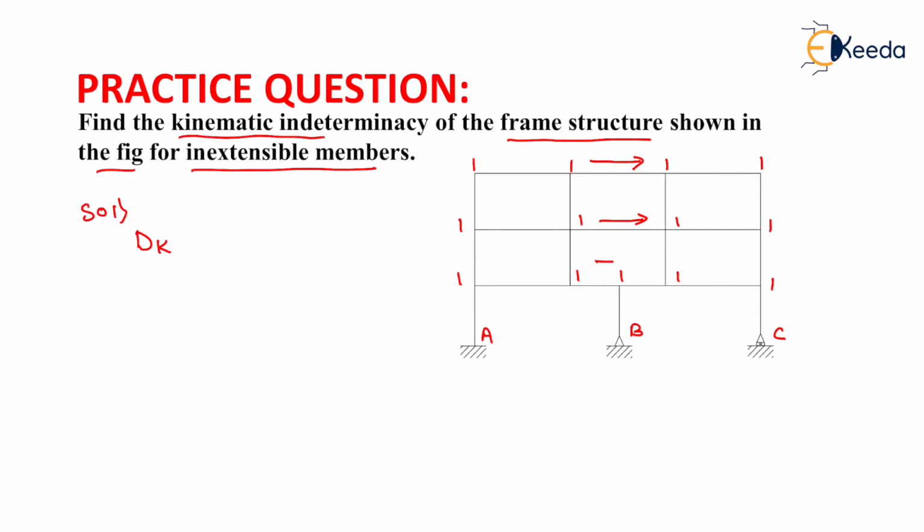Now at fixed support A, the degree of freedom is 0, because there will be 3 reactions. At support B, there will be 1 degree of freedom, that is the rotation, because movement is equal to 0 at a hinge support. Now at support C, due to roller support, there will be 2 degrees of freedom, that is the horizontal displacement and the rotation. Now if we sum all these values, it will be equal to 19.